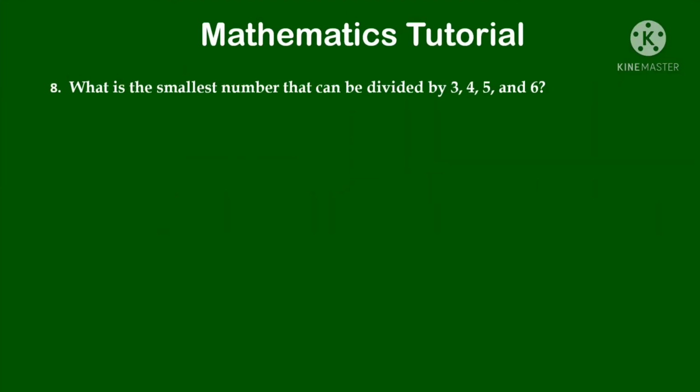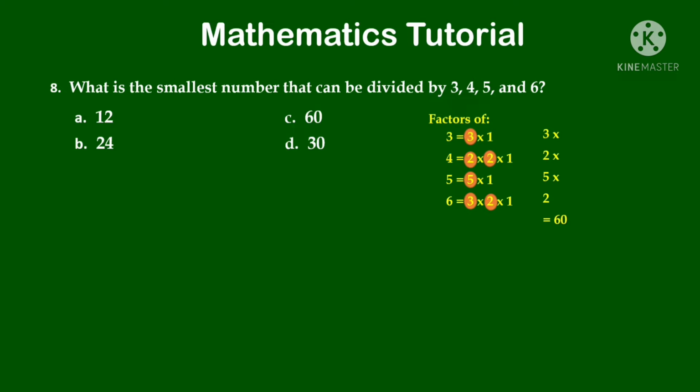What is the smallest number that can be divided by 3, 4, 5, and 6? A, B, C, or D? 3 times 2 times 5 times 2 is 60. Therefore, the correct answer for that is 60.